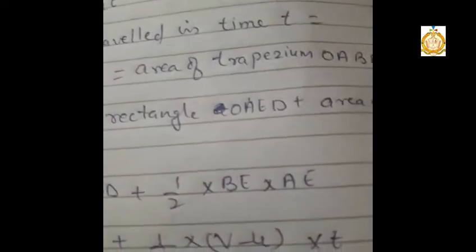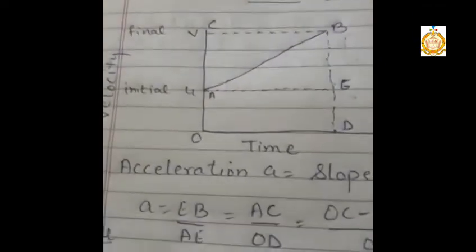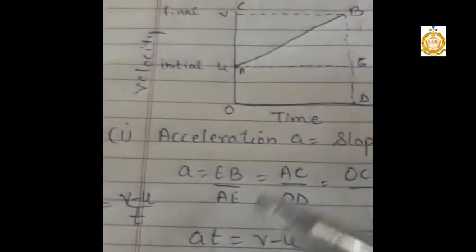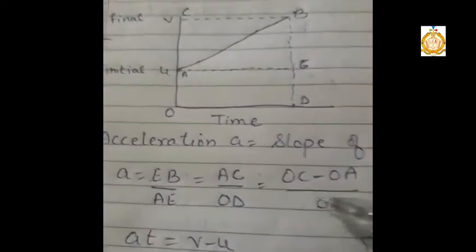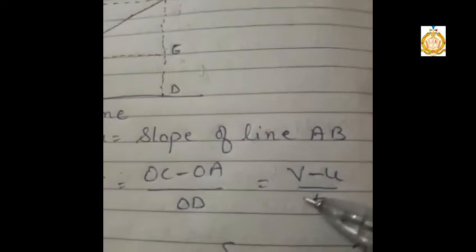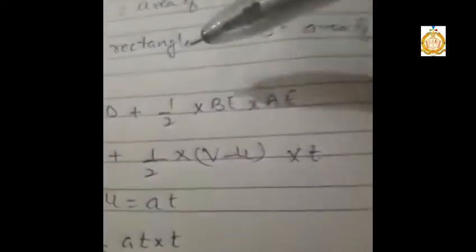Don't make a mistake about what BE is. In the beginning we have written that BE is equal to AC, and AC is equal to OC minus OA, that is v minus u, and the same I have put here.